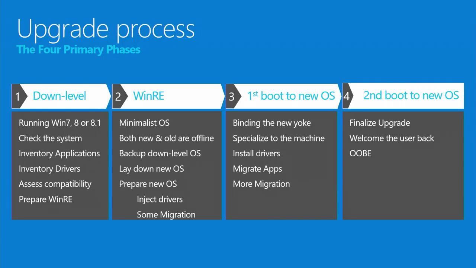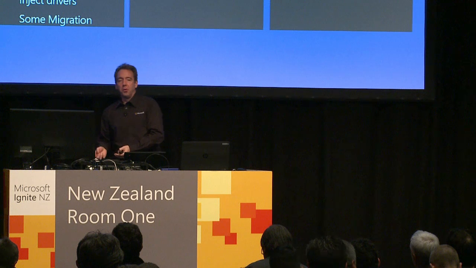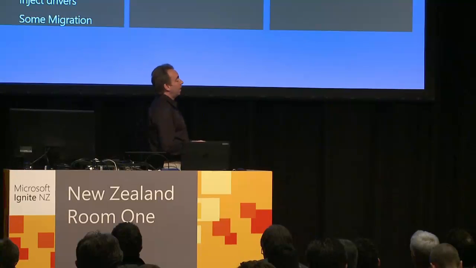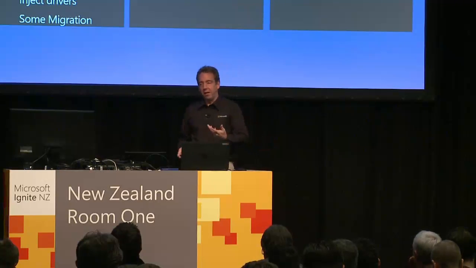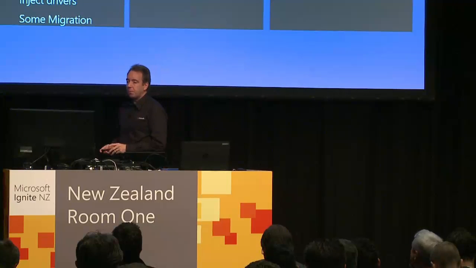Now at this point, the OS is completely ready. All the apps are put back, all the registry settings are put back, all the drivers are in place. We can then welcome the user back, which is the part that you would most likely suppress, and go through the UBI process, which again, you would likely suppress.